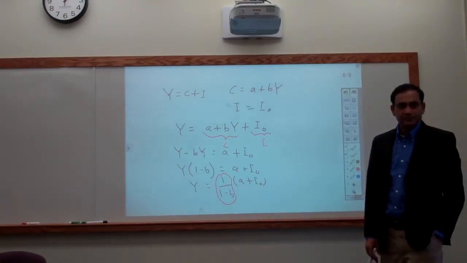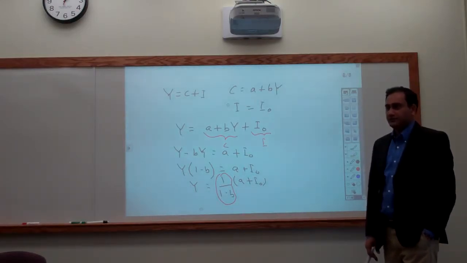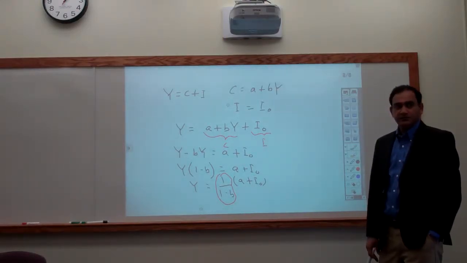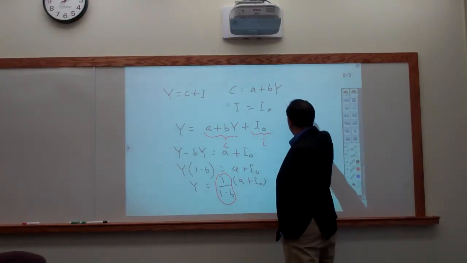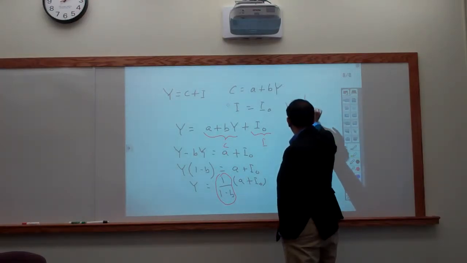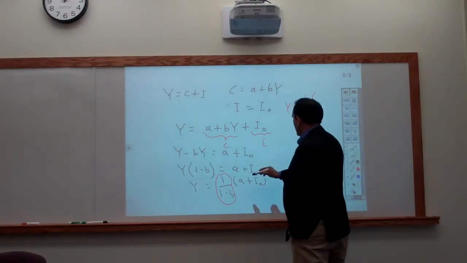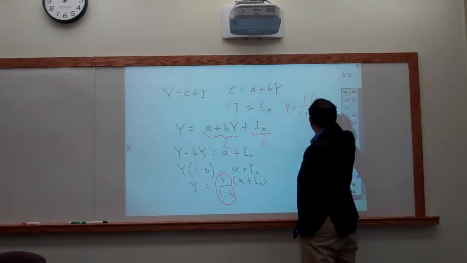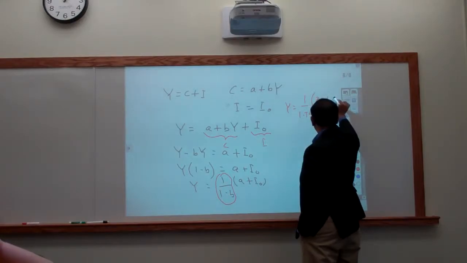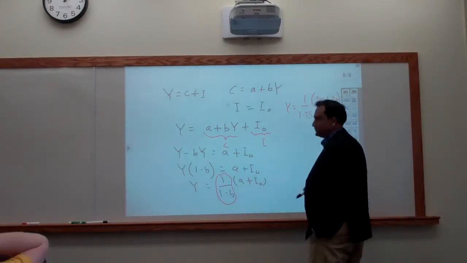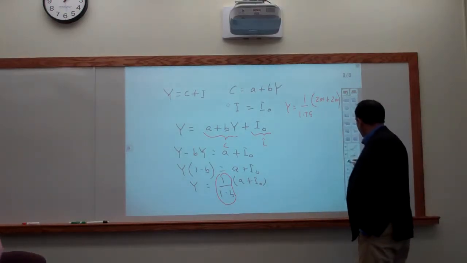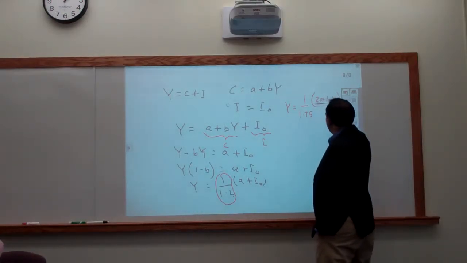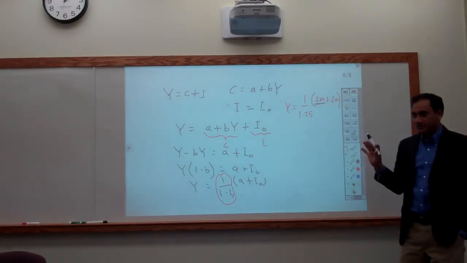Okay? Is that fine with everybody? Let me use simple numbers. Let's say Y equals 1 over 1 minus 0.75 times A, which is 200, plus investment, which is 200. Instead of letters, let's use the numbers. Now I'm saying, forget about this expression altogether. That's fixed. That's your A.